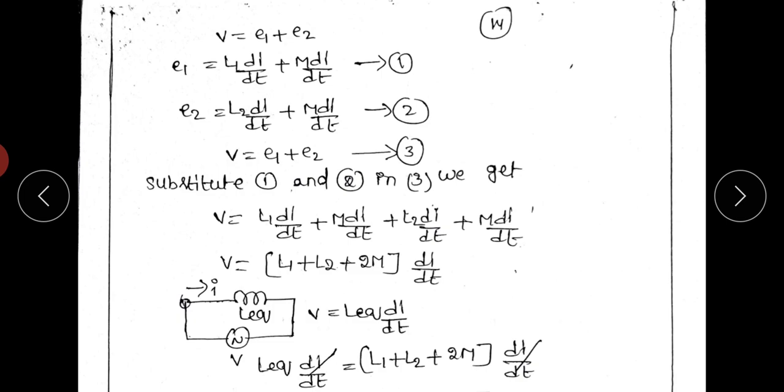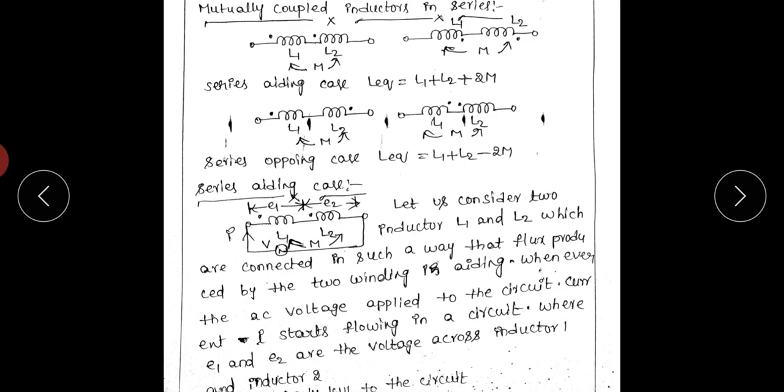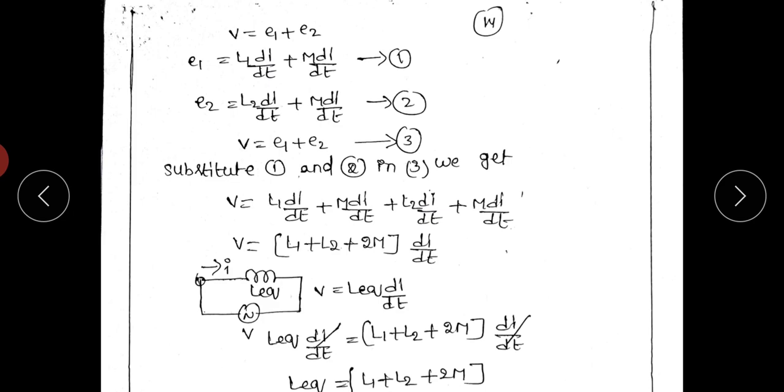So next, the induced EMF in the first inductor. The induced EMF equals the self-induced EMF plus the mutual induced EMF. If only one inductor is present, then only self-induced EMF is present. Here two inductors are placed very near to each other. So in each inductor, self-induced EMF and mutual induced EMF are induced. So the first inductor's induced EMF equals self-induced EMF plus mutual induced EMF. Similarly, the second inductor's EMF equals the second coil's self-induced EMF plus mutual induced EMF.